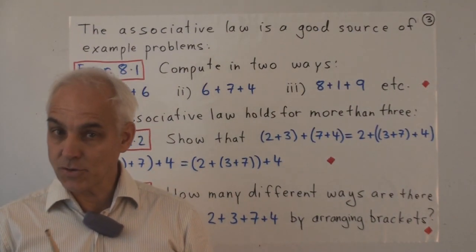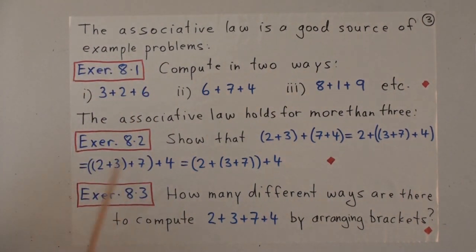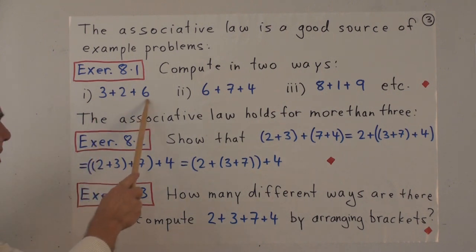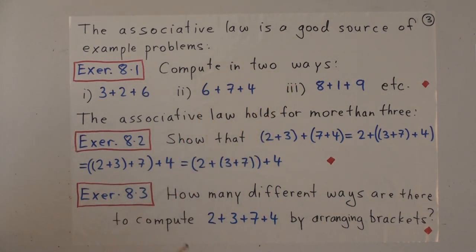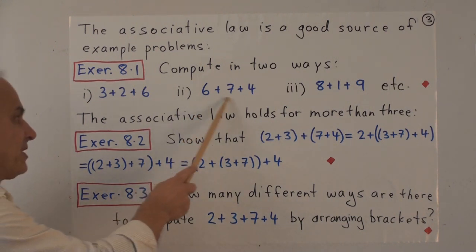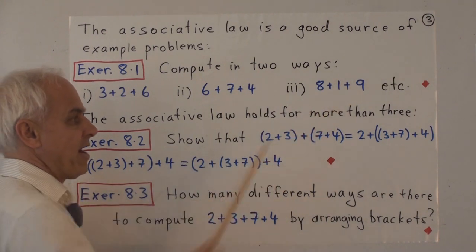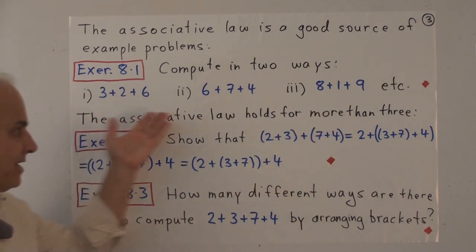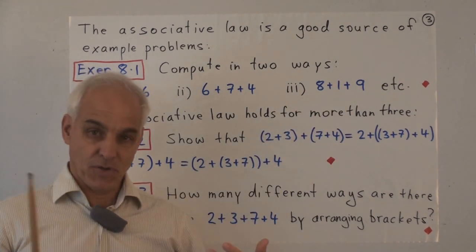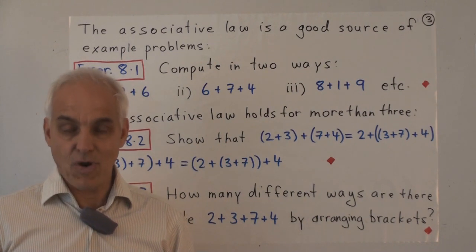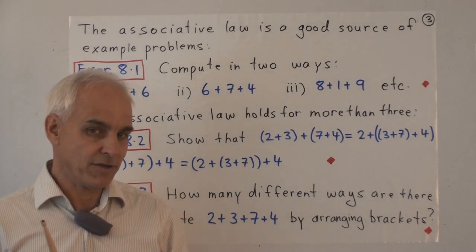So this associative law is a good source of problems, and here are a few little exercises that illustrate that. We can be given a sum of three numbers, say 3 plus 2 plus 6, and we can ask to compute it in two ways. And then check, of course, that the result is the same no matter which way you do it. Or 6 plus 7 plus 4, or 8 plus 1 plus 9. And of course, you could easily make up a lot more, as long as we require these numbers to be small enough so that the sums still stay in the range between 1 and 20.